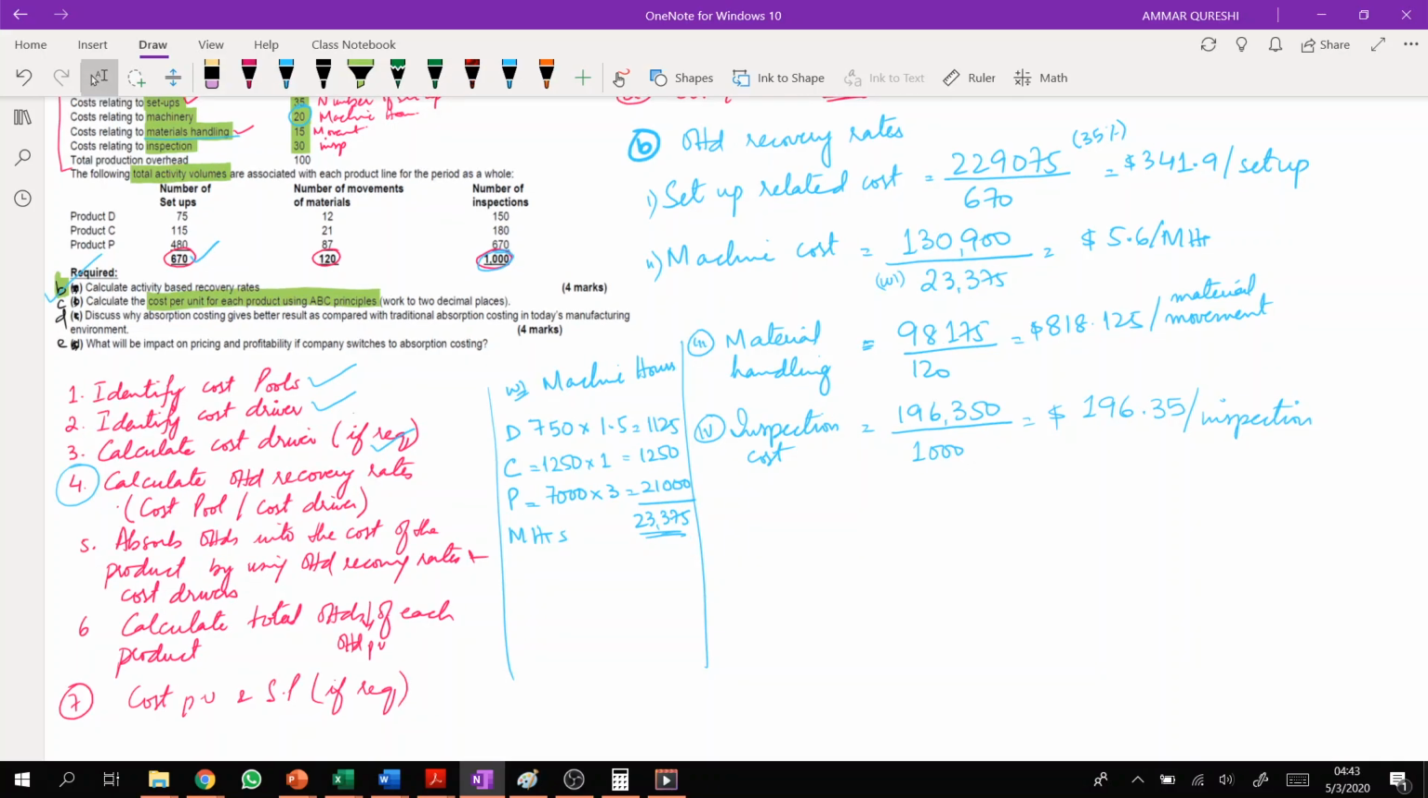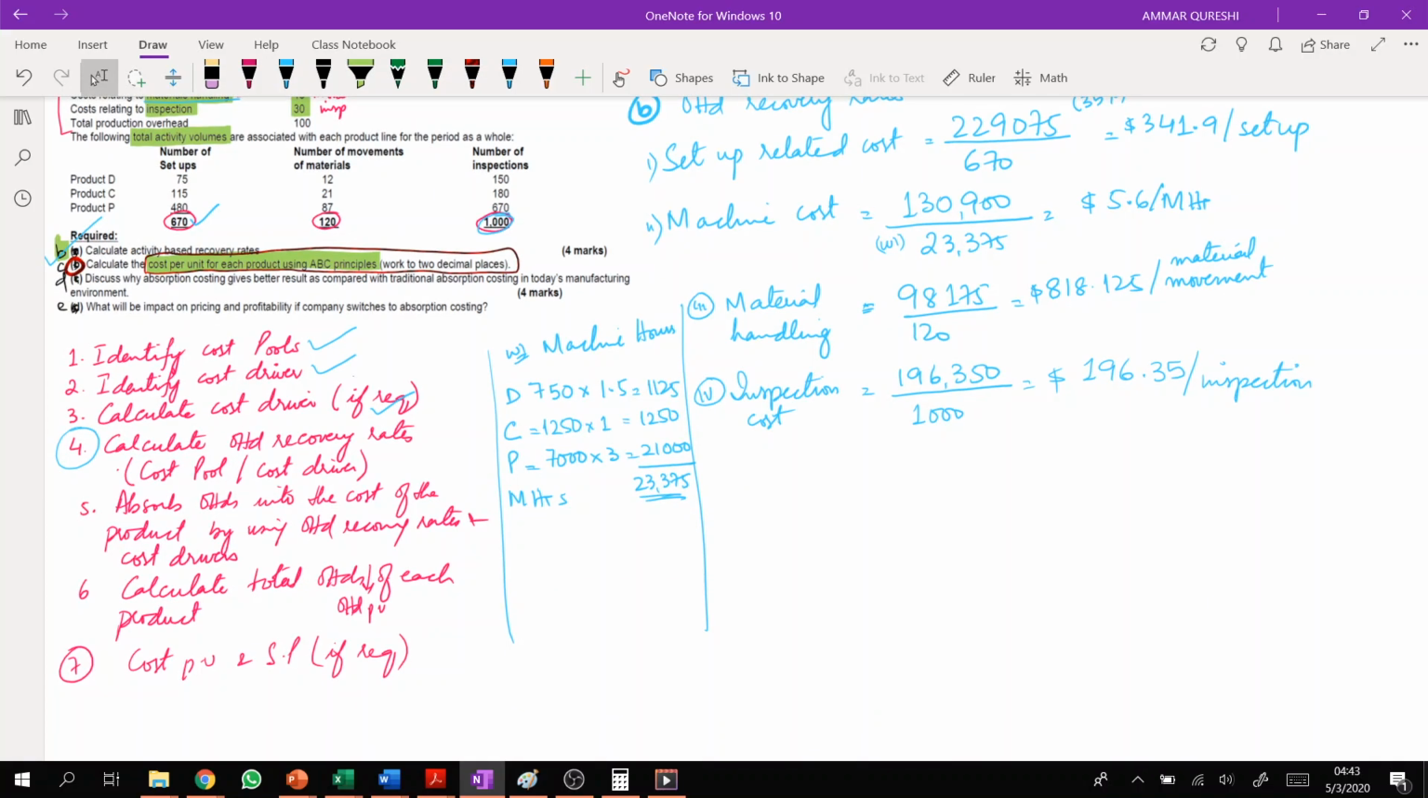So now let's start with its C part, because we are already done till part B. In part C, it says calculate cost per unit of each product using activity-based costing principles, right? So how can you calculate cost per unit? If you see these steps, we are done till here, right? Now we are supposed to absorb overheads into the cost of the product, right? This is the first thing which we need to do. And then we have to calculate total overheads and overhead per unit. And since the question is asking us to calculate cost per unit, we have to move through these steps till here, right?